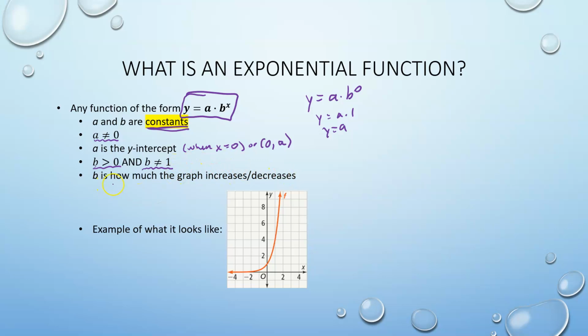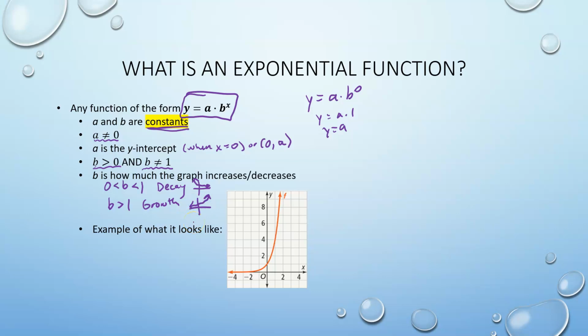And if b is between 0 and 1, then it's going to be decay, which means when you graph it, it's going to go down from left to right. It'll look something like this. And if b is greater than 1, that's when you're going to have a growth situation, and that's when it's going to be going up from left to right.